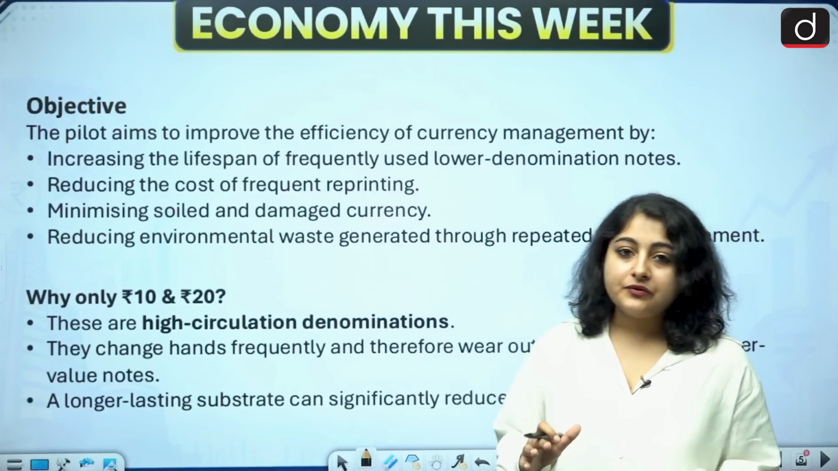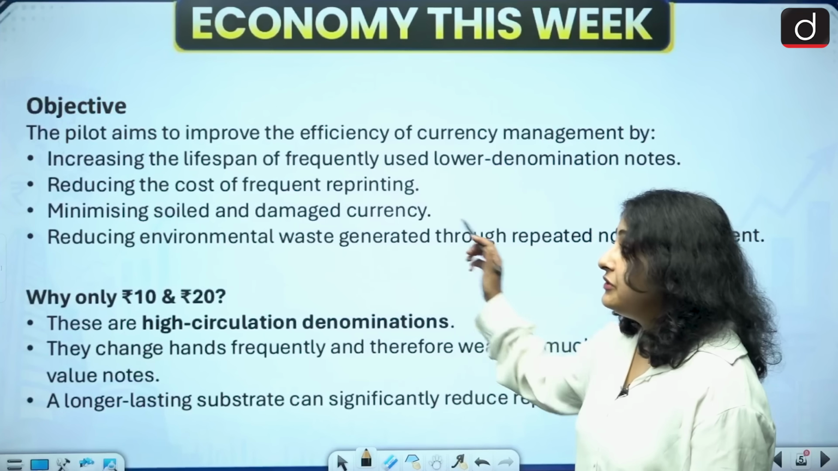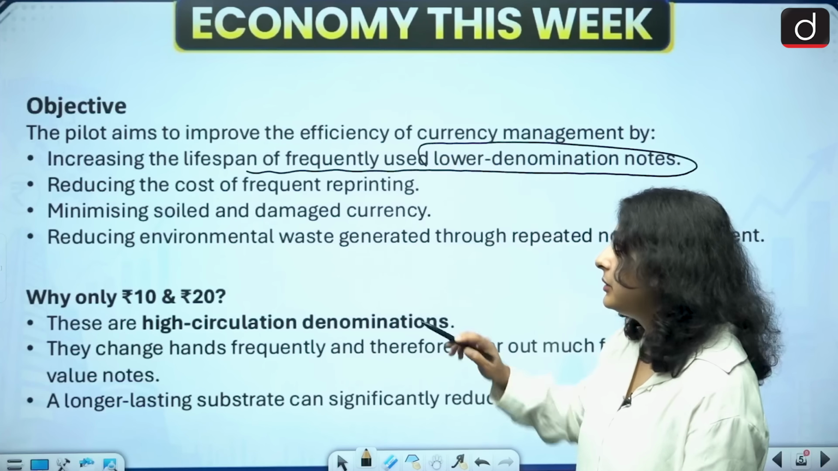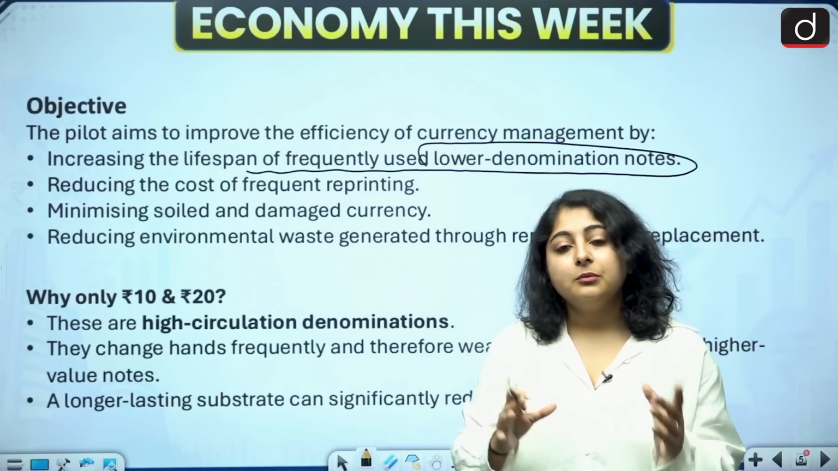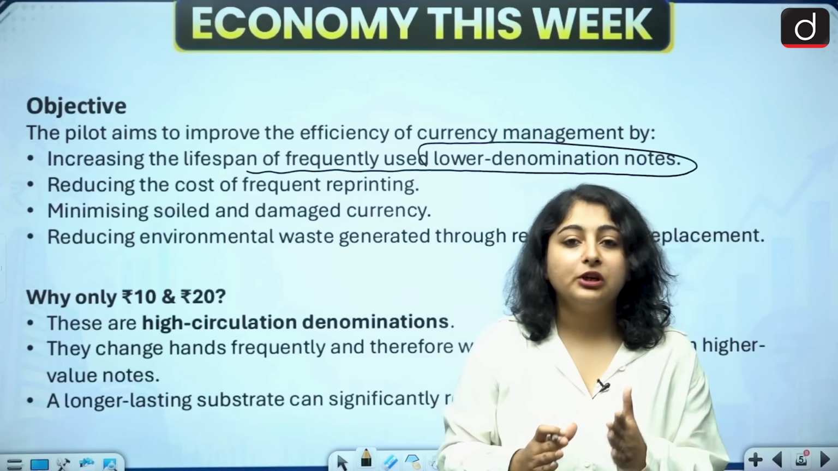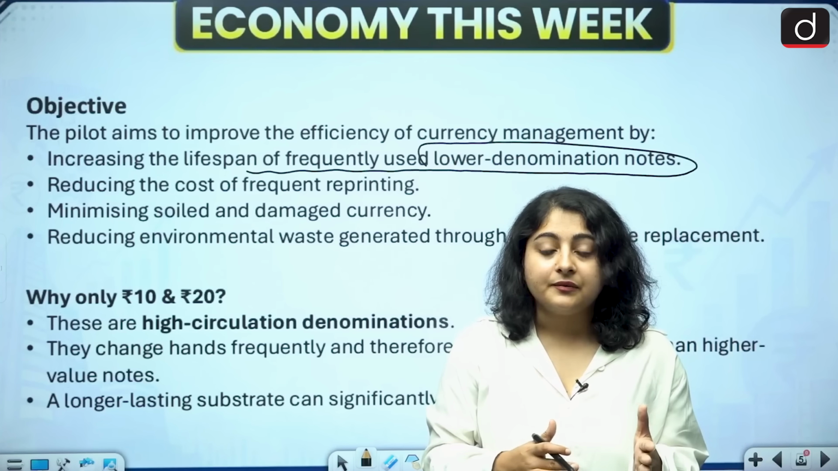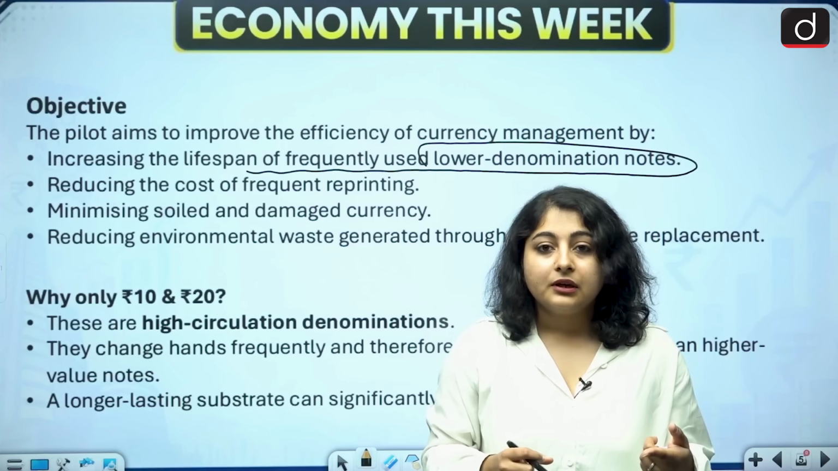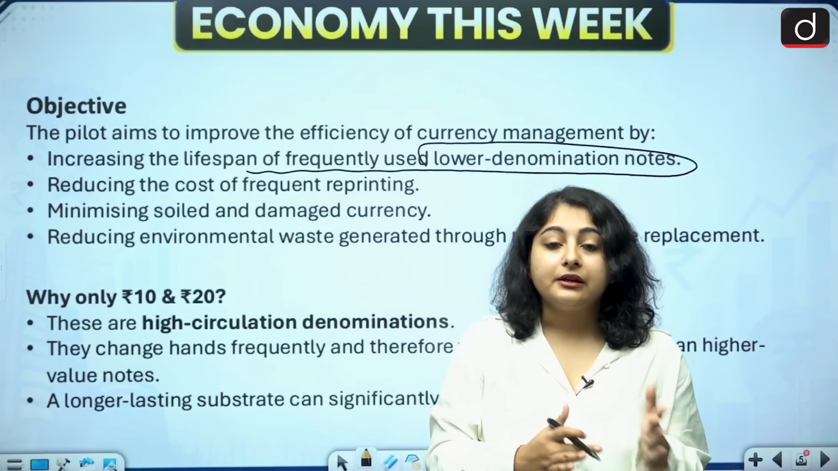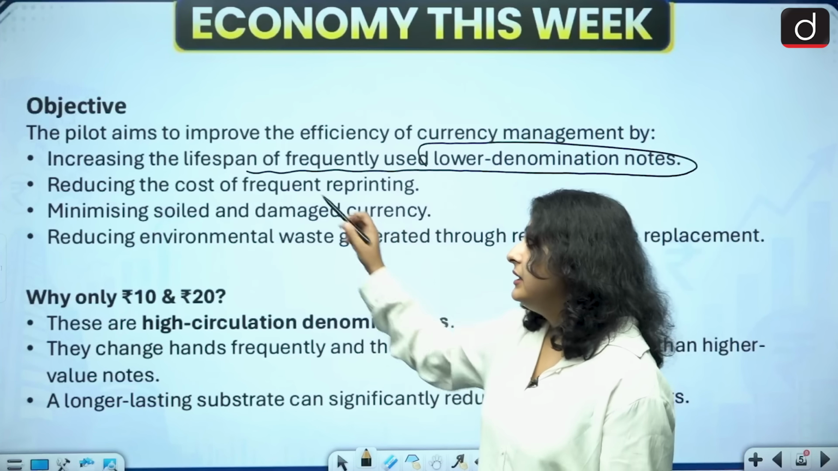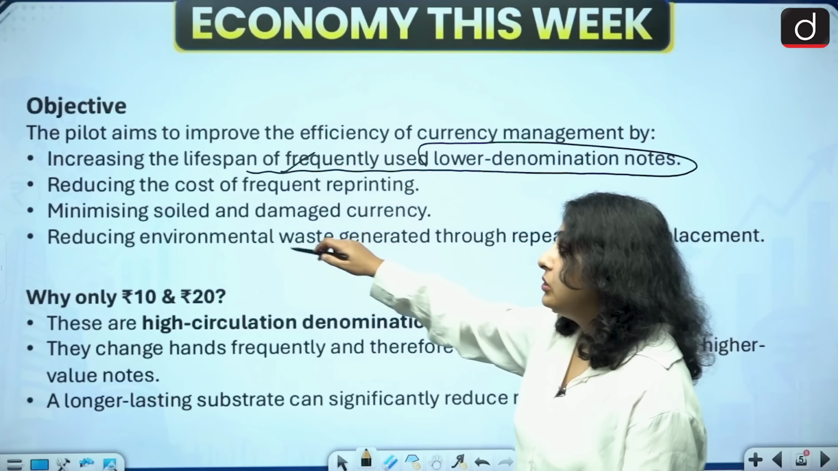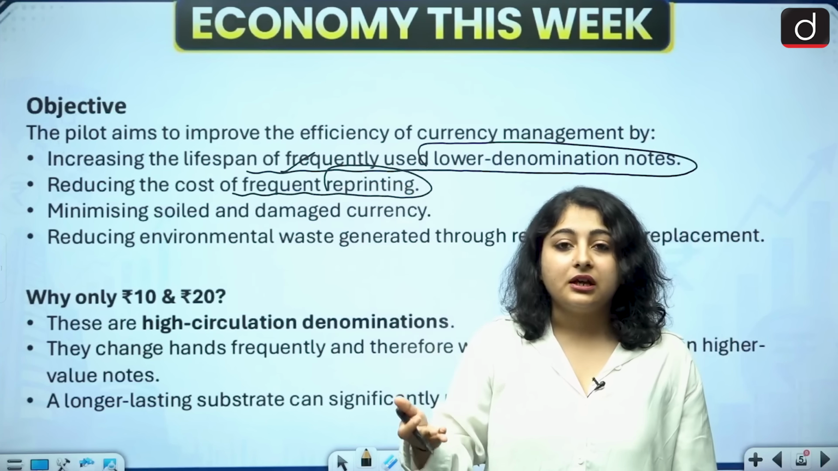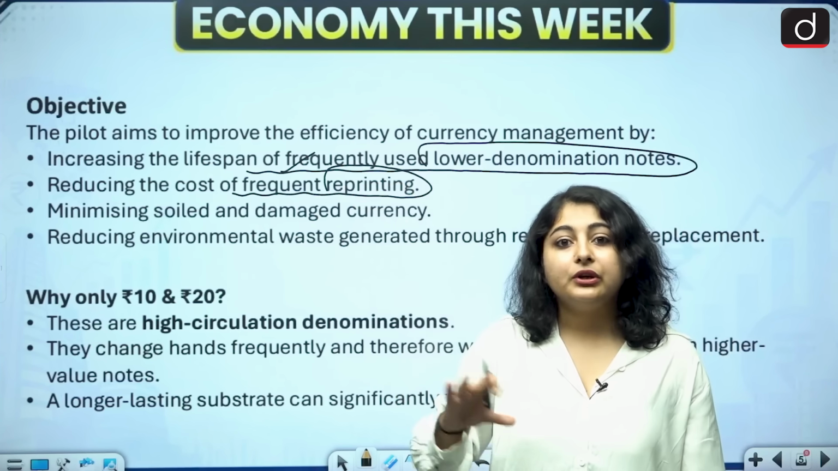Now, what are the objectives? The objective is to increase the lifespan of frequently used lower denomination notes. We want to increase their lifespan, because the new notes will be made up of polymer. Polymer is a synthetic plastic, right? Because of this reason, these notes will be more durable. There will be fewer chances of them tearing apart, and because of that, it will increase the lifespan. It will also reduce the cost of frequent reprinting. You don't have to reprint them again and again because these notes are durable. They won't tear apart.